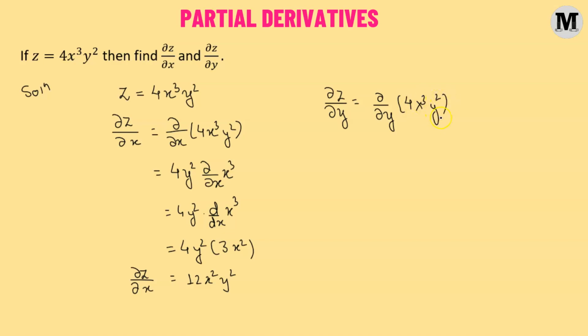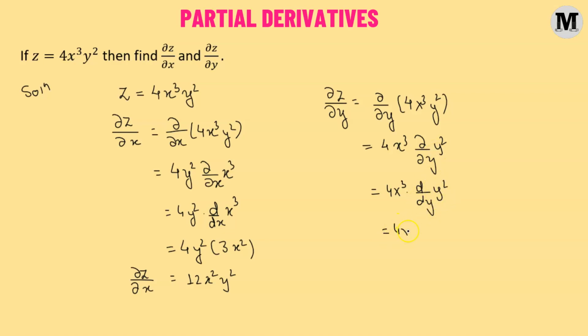So here what will we treat? We'll treat 4x cubed as a constant, so we can pull it out of the derivative. So 4x cubed will be multiplied to the derivative with respect to y of our function y squared. So we have 4x cubed times partial with respect to y of y squared, or simply we can write the ordinary derivative with respect to y of y squared.